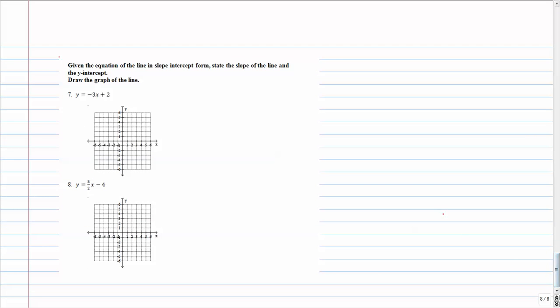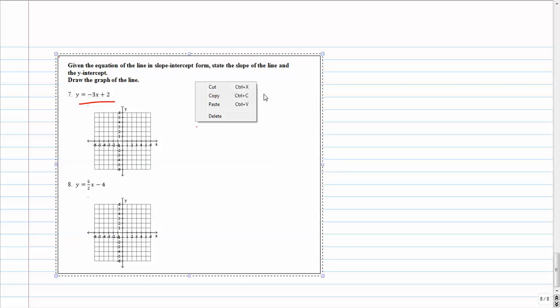So I've got two problems right here. It says, given the equation of the line in slope-intercept form, state the slope of the line and the y-intercept and draw the graph of the line. So the first equation right here is y equals negative 3x plus 2. And so the slope is equal to the coefficient of x. That's the number times x, which in this case is negative 3.